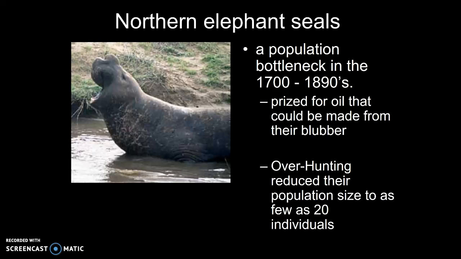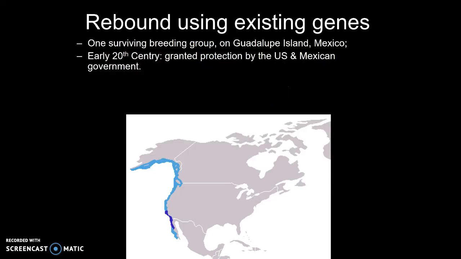So the northern elephant seals is an example of a bottleneck effect. It took place between the 1700s and 1800s, so that's about a 200-year span. But because they were hunted so heavily, we took a huge population that stretched on the western coast down to about 20 individuals, as I stated.